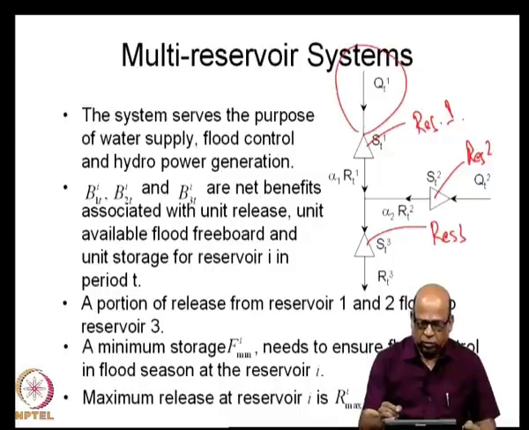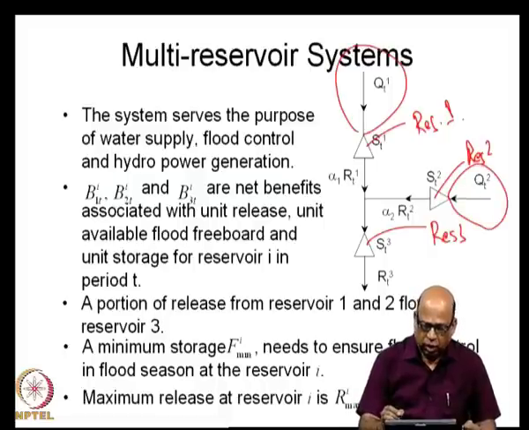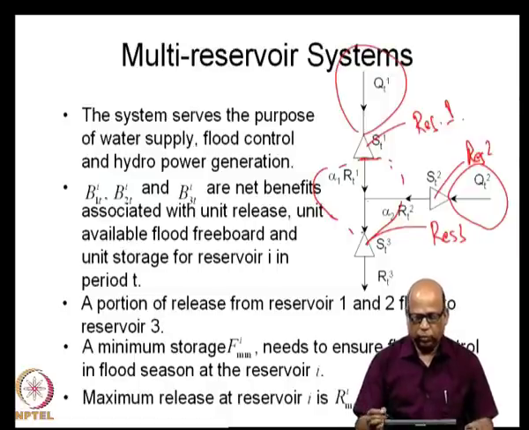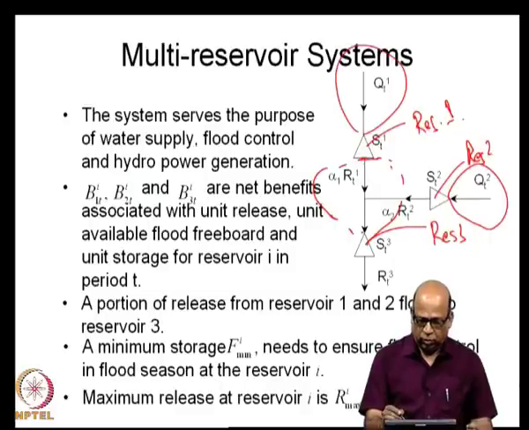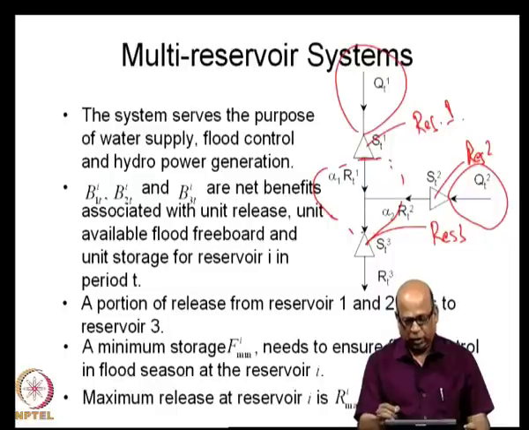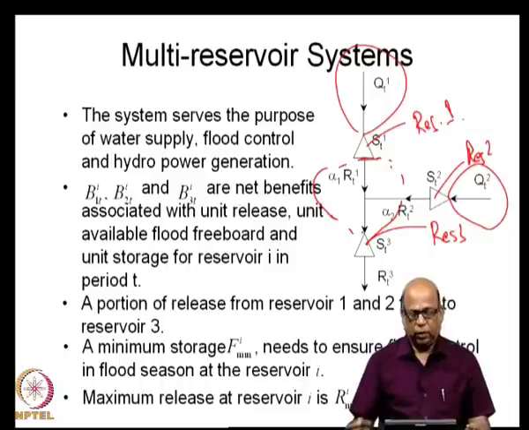The reservoir 1 receives its own inflow through its catchment, reservoir 2 receives its own inflow through its catchment, and reservoir 3 receives not only the natural flows from this catchment, but also the controlled flows that are coming from reservoir 1 as well as from reservoir 2. Now, the fraction of the controlled flows that contribute to reservoir 3 from reservoir 1 is alpha 1. That means, alpha 1 R 1 T comes to reservoir 3 in period T. Similarly, alpha 2 R 2 T comes to reservoir 3 in period T.